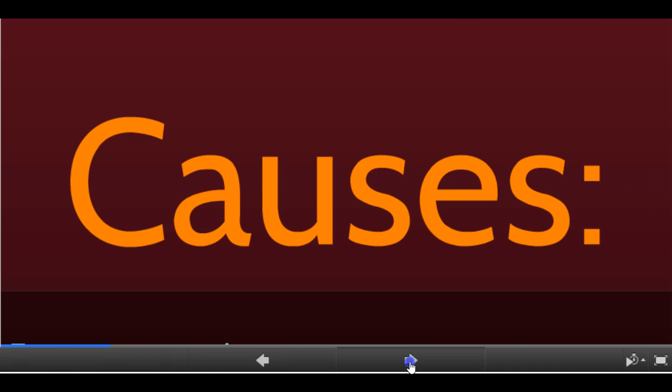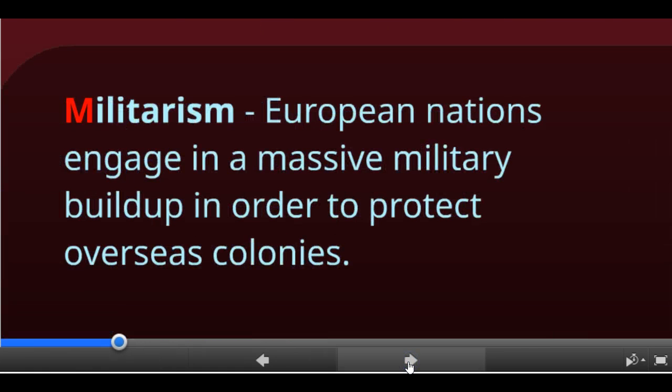Looking at our causes. Militarism. European nations engage in a massive military buildup in order to protect overseas colonies, coming directly from imperialism. Remember, back with imperialism, European countries have gone out, colonized pretty much the rest of the world, Africa, Asia, and now they need to have means of being able to protect these areas. And so they massively build up their militaries, known as militarism.